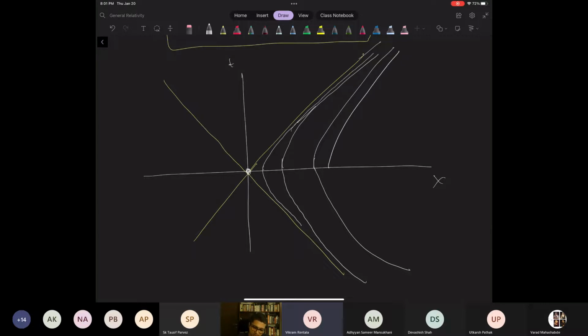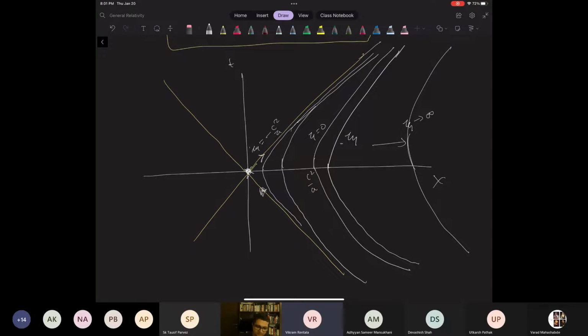They all asymptote to the same lines. And each one is parameterized by a xi coordinate. So xi equal to 0 will intersect the x-axis at c squared by a. Xi equal to minus c squared by a will intersect here, and that's the limit of this limiting hyperbola. And as xi goes to infinity, I get hyperbolas which are further and further away, but they have the same asymptotes.